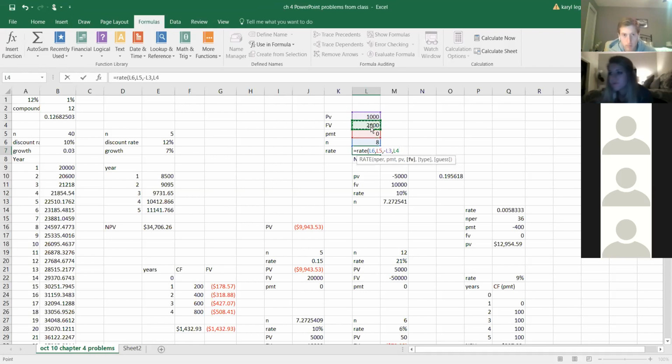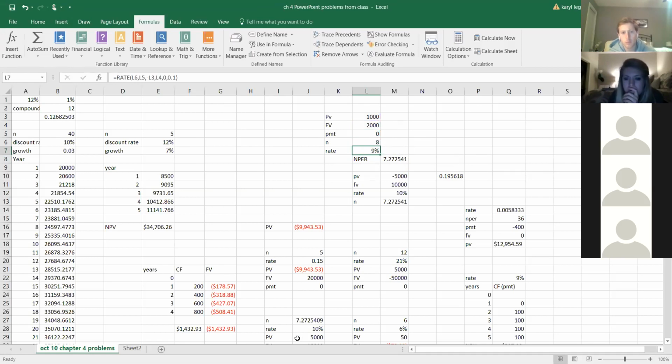But the only other thing you do differently with rate problems is you have to include a guess, and I always put in a 0.1. Rate problems are slightly different in that it's an iterative process and it's trying to iterate to figure out what rate it would be. So rate problems require you to put a guess in at the end. Only thing different from other problems that we looked at a few minutes ago.